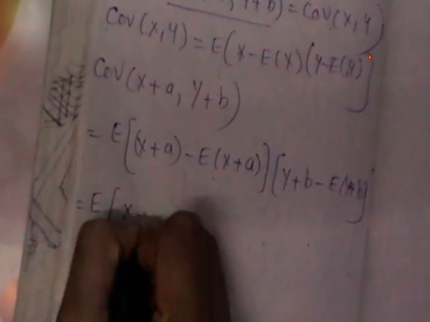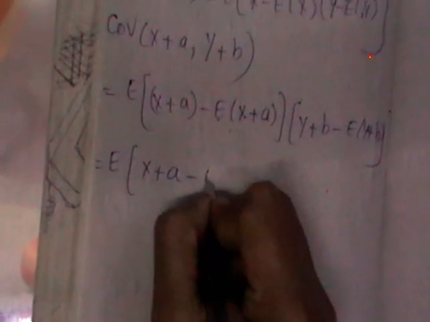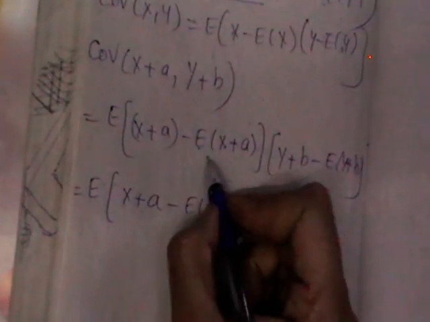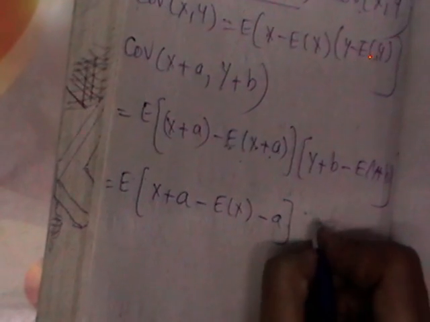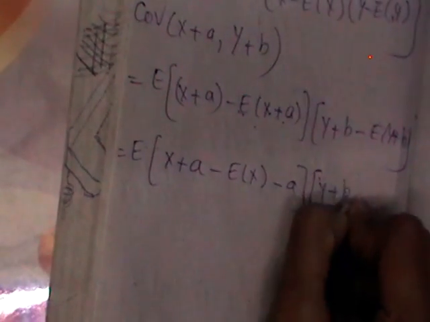Expectation of X plus A minus expectation of X is X plus A minus expectation of X minus expectation of A. What is expectation of a constant? It is again the constant. So expectation of A you will get as A again. In the second term, Y plus B minus expectation of Y, expectation of B is B, so B cancels B. So you will get expectation of (X minus expectation of X) into (Y minus expectation of Y), which is nothing but covariance of X comma Y, which is nothing but the RHS.